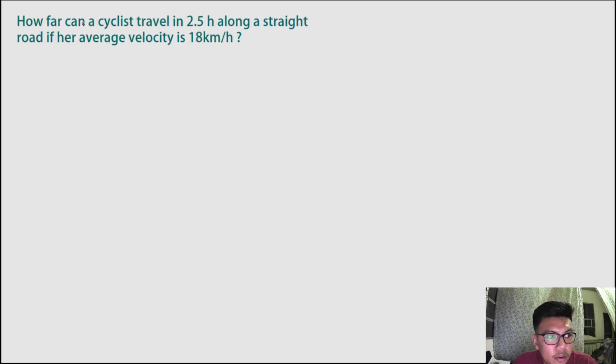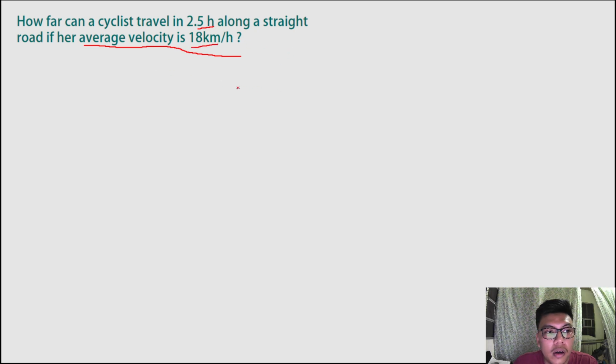Now, another example. How far can a cyclist travel in 2.5 hours along a straight road if her average velocity is 18 kilometers per hour? So, gaano daw kahaba yung pwedeng matravel na isang siklista kung ang kanyang velocity ay 18 kilometers per hour? Okay? So, direct substitution, napakadali.